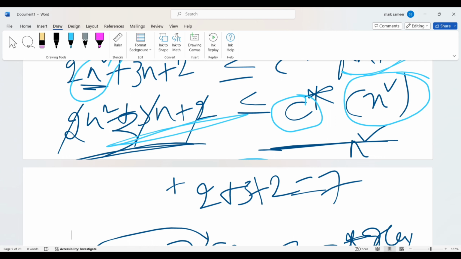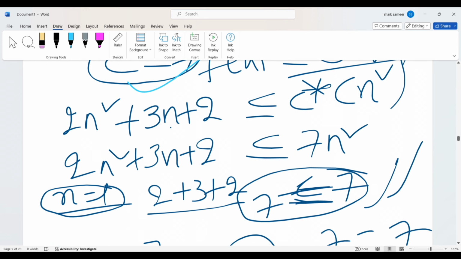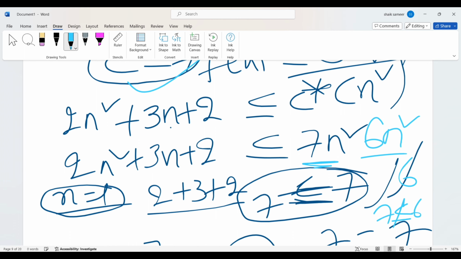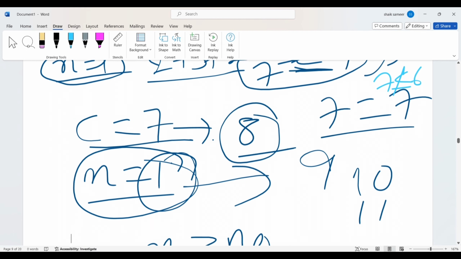Here we have substituted c equal to 7. For 7, the condition becomes true. Also you can substitute a value greater than 7, but you cannot substitute a value less than 7. If you substitute 6n square in place of 7, then if n equals 1 the answer becomes 6. Then 7 less than or equal to 6 is false. So you cannot substitute a value less than 7. You have to substitute a value greater than 7.